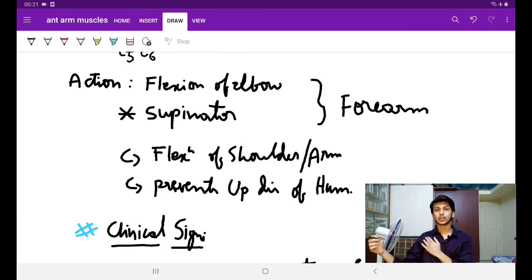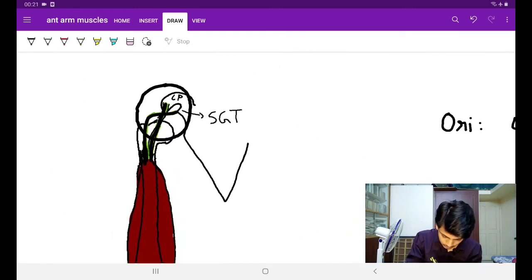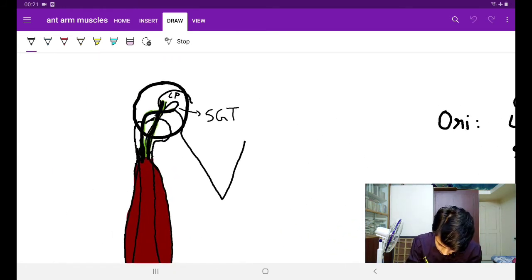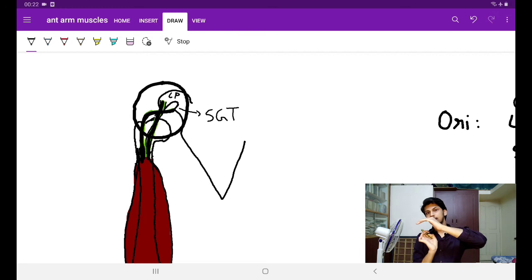Then there is flexion of the shoulder joint. Why? Because the short head and the long head are taking origin from the scapula. Scapula is also forming the shoulder joint. So it is a flexor of the shoulder, but there are stronger flexors. Then it prevents the upper displacement of the humerus. See here, guys. This was the long head of biceps. See here, it is going over the humerus. So if there is a muscle here and the bone is going up, some amount of force will be there. So it is preventing the upward displacement of the humerus. That is one of the functions of biceps.